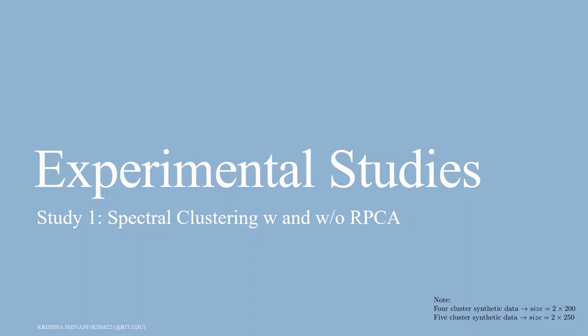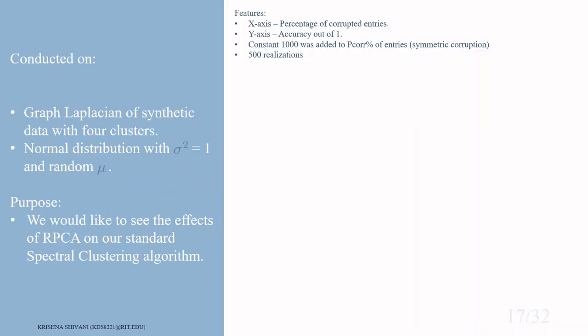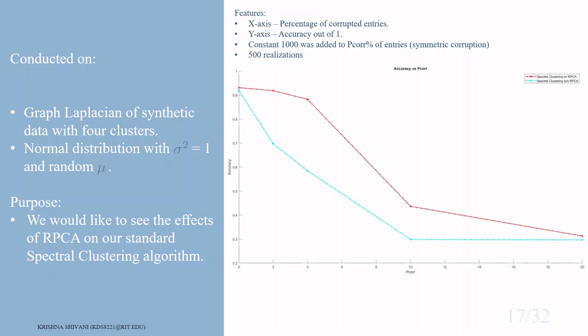This leads us to our first study, spectral clustering with and without RPCA. A note here is that all studies involving 4 clusters from synthetic data were performed on matrices of size 2 by 200 and 2 by 250 matrices for 5 clusters. New datasets were fed into algorithms every single realization. Now our first study was conducted on the graph Laplacian matrices of data whose clusters had normal distribution, with variance equal to 1 and a random mean. From this we wanted to see how beneficial the effects of RPCA are by corrupting data. Here the x-axis displays the percentage of corrupted entries, which is symmetric corruption to be exact, which simply means that if ij is corrupted then ji must also be, and the y-axis is the accuracy of the algorithm.